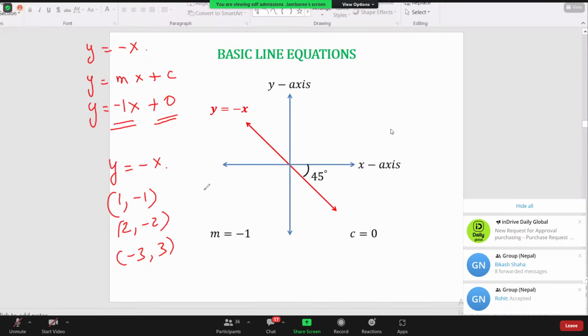So that is something you need to be mindful about. X and y coordinate will have opposite sign because the equation of the line is y is equal to minus x. And just remember nothing else, that it will divide the second and the fourth quadrant into two equal halves. Nothing much to discuss about it. That's all what we need to know. Make a note of it and then we'll move on.